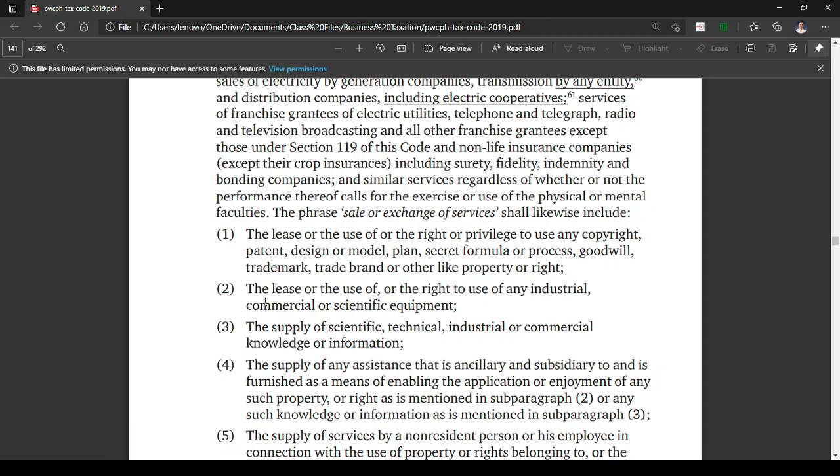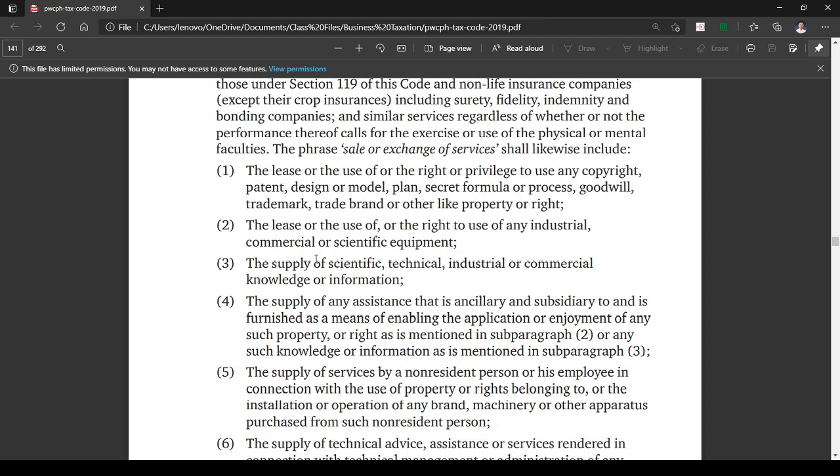The lease, okay, lease. So when we say lease, just to make it clear, these are yung nagpaparenta ha. So when we say I am leasing a car to you, meaning parang pinaparentahan ko yung kotse ko sa iyo. So the lease or the right to use of any industrial, commercial or scientific equipment. Okay? So ito yung mga pinaparentahan natin.